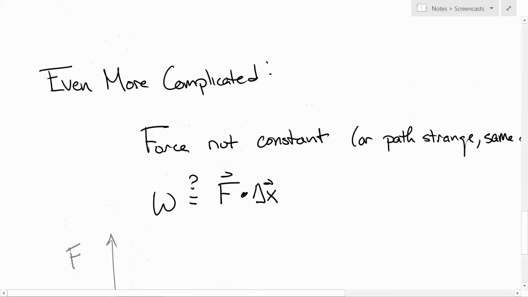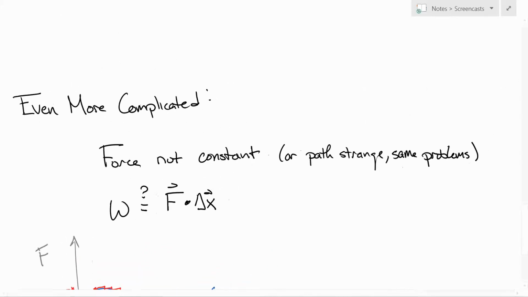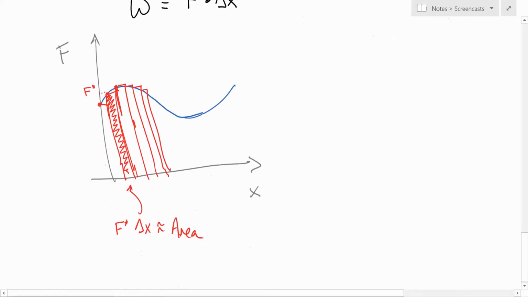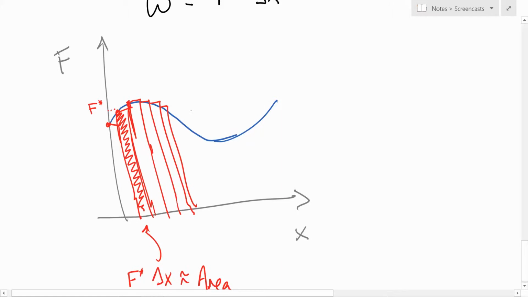Anyway, so that's a little more complicated. Let us talk about an even more complicated case, where the force is not constant, or the path is strange. You basically have the same problems either way. So we need to rethink what it means to define work in this case. We had said that work was force times displacement. Well, if the force that I'm looking at is taking on this weird curve, then I can't just do force times displacement. Which force do I take?